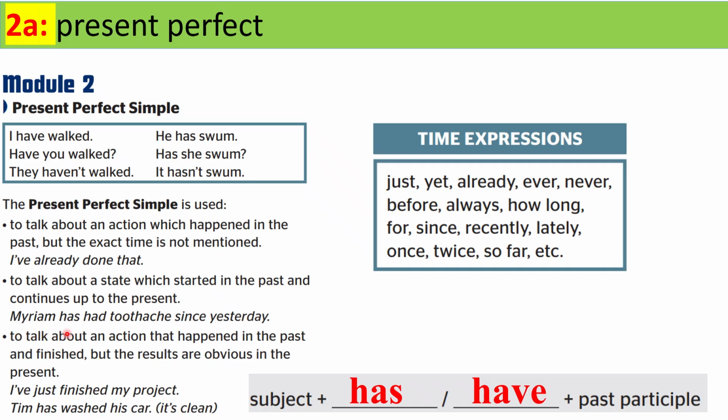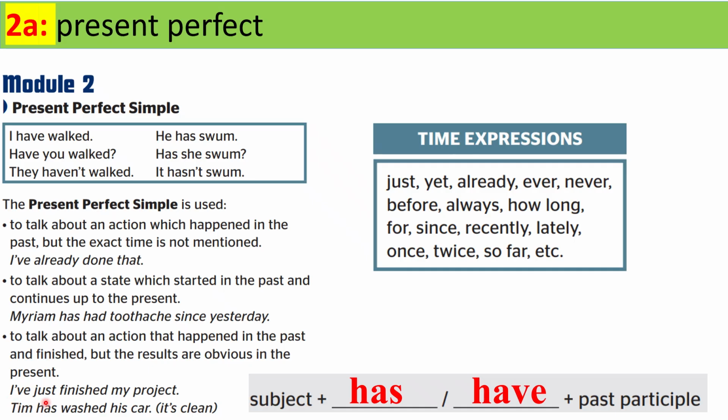For example, Miriam has had toothache since yesterday, and we know that because of the words "since yesterday," we know that it's still aching, so the toothache still exists. The final use of the present perfect is to talk about an action that happened in the past and finished, but the results are obvious in the present.